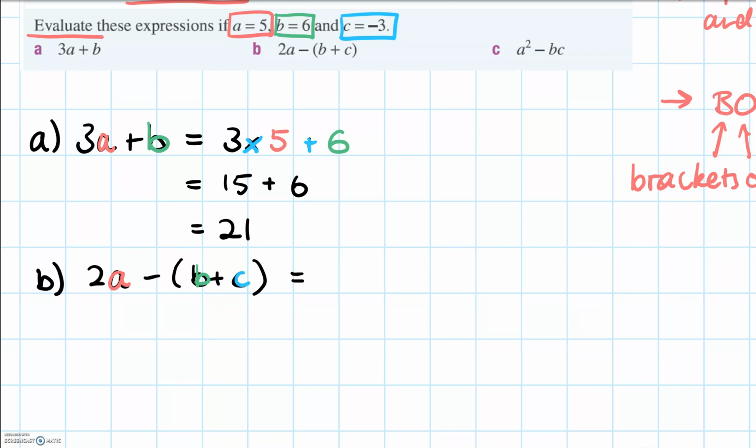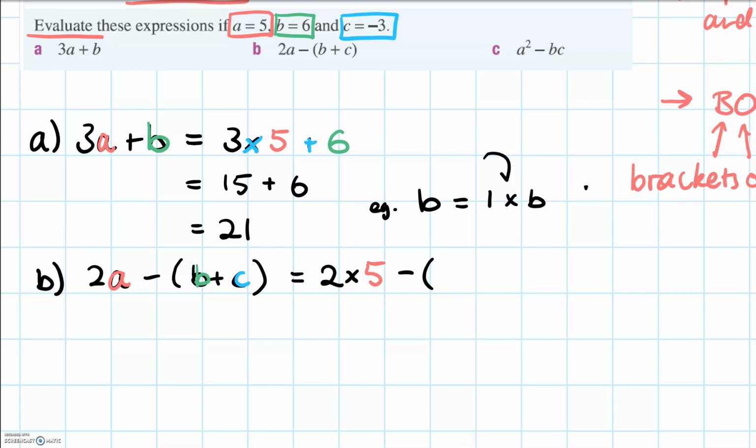Okay, like I did before, because A has a written down coefficient of 2, I'm just going to do 2 times the value of A, which is 5, minus, I'm going to open up my bracket. Now, I haven't made a note of this yet, but please do note, whenever you see a pronumeral by itself, B for example, that's just the same as doing 1 times B.